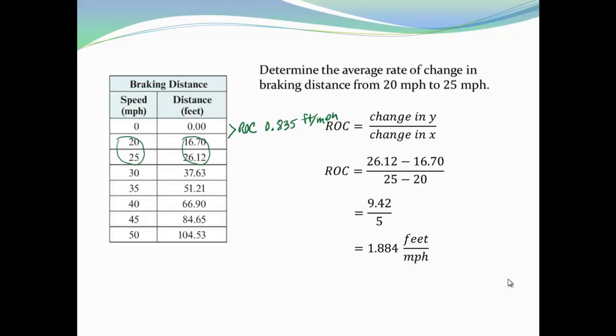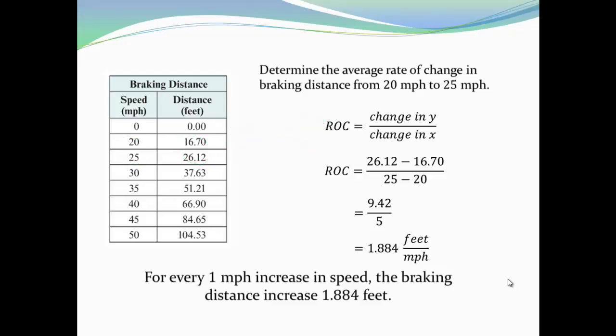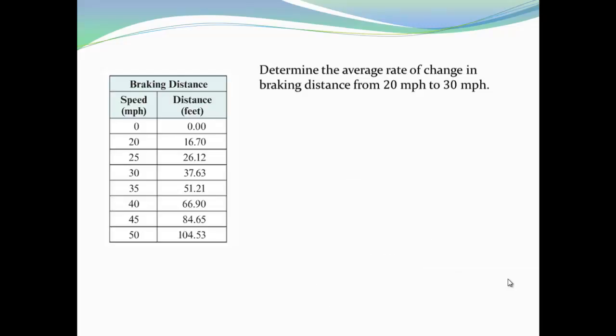So we see here that we had a rate of change of 0.835, but from 20 to 25 we have a rate of change of 1.884. Again, for this second one, from 20 to 25, we would say for every 1 mile per hour increase in speed, the braking distance increases 1.884 feet. If we look at another one, we can find the average rate of change from 20 miles per hour to 30 miles per hour.